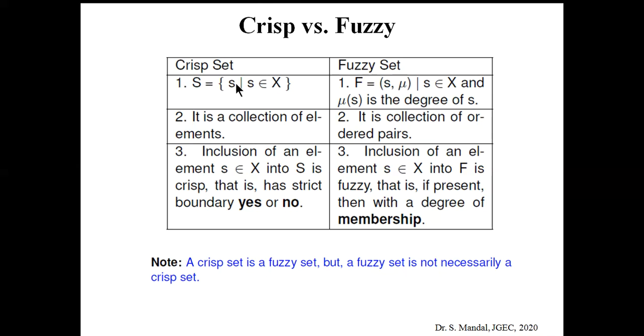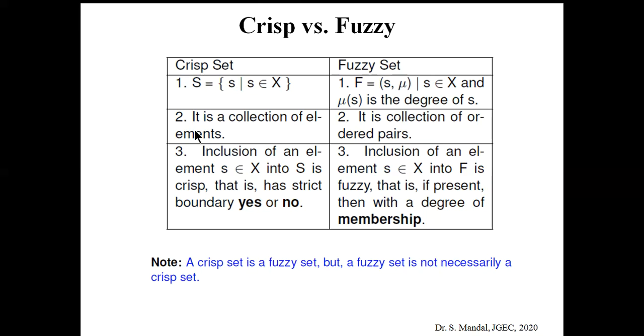So you can see that this one is given by the mathematical expression S equal to element s, where s belongs to X, and a fuzzy set is given by F, the ordered pair of s comma mu, where s belongs to X, and mu is the membership function, or the degree of goodness or degree of membership of s. Okay, and it is a collection of elements. So capital S is a collection of small s.